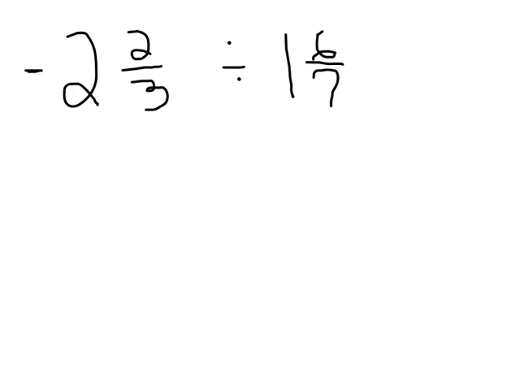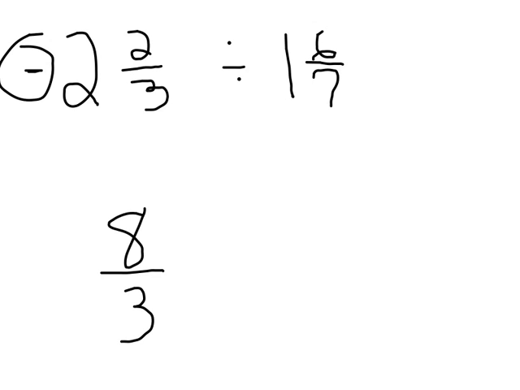Let's do another one. All right, let's say I have negative 2 2/3, and I want to divide that by positive 1 6/7. Well, the first thing I'm going to do is change all my mixed numbers to improper fractions because it makes my life so much easier. So let's start off with 2 2/3. I know that I'm going to keep my denominator of 3, but I'm going to multiply 3 times 2, which is 6, and then add 2 more, which is 8. So 2 2/3 is the same as 8/3.